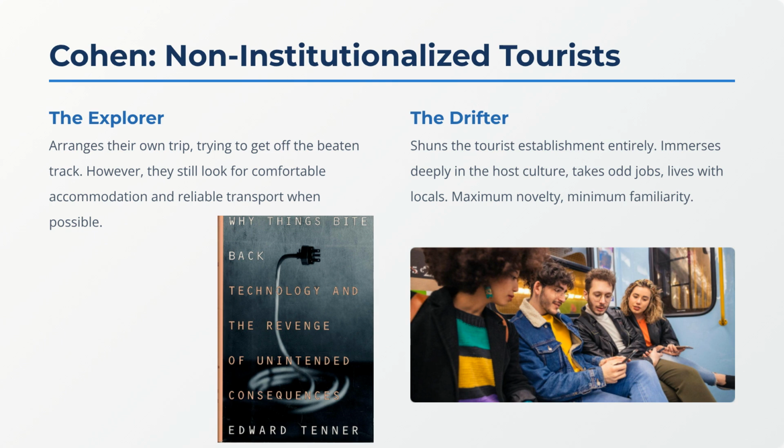Non-institutionalized tourists include explorers, who arrange their own trips to get off the beaten track, and drifters, who fully shun the tourist establishment to immerse themselves completely in the local culture.